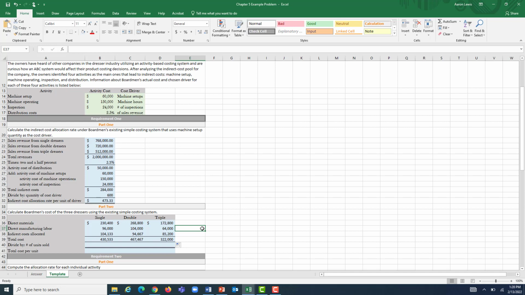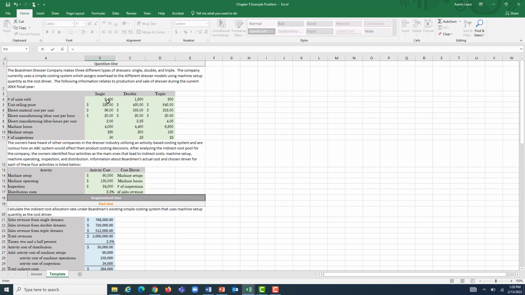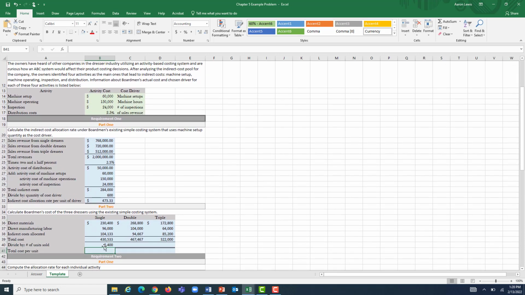Well, how much is that per unit? Well, if we just take our total costs to make all units and divide it by the number of units of that model we're going to make, we get the cost per unit. So what is the number of units that we were planning to produce and sell for the single, double, and triple dresser? We're planning on producing and selling 2,400 singles, 1,600 doubles, and 800 triples. I'm just going to click on that 2,400 and hit enter, and then I'm going to fill handle to bring in the rest of those numbers.